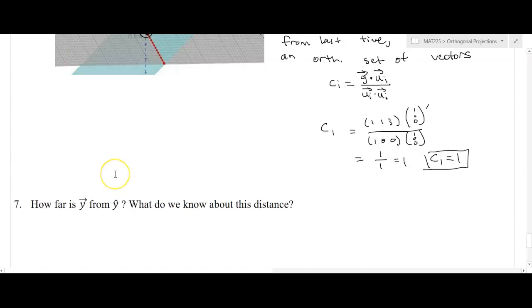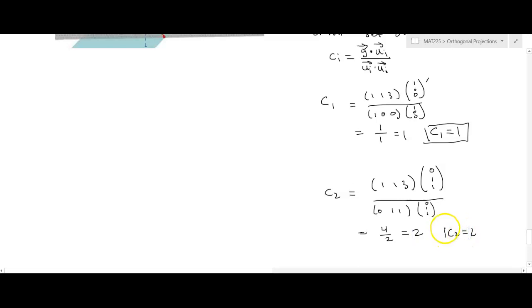In order to get c2, we're going to go through the same process. c2 equals our y vector, 1, 1, 3, dotted with our u vector, u2, which is 0, 1, 1, divided by 0, 1, 1 dotted with 0, 1, 1. And that's going to give me 4 in the numerator, 2 in the denominator, and so c2 is equal to 2. So how can we be sure that this process actually works?